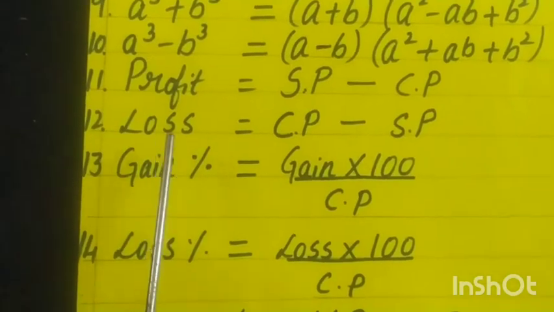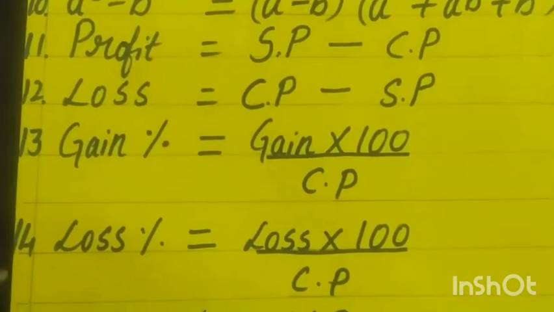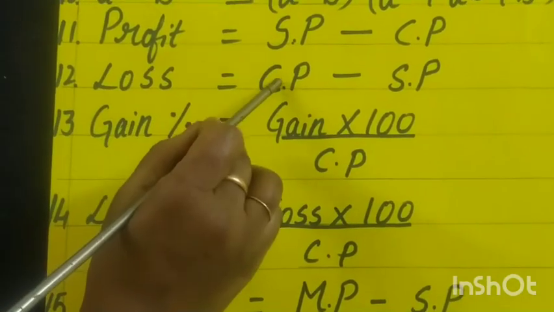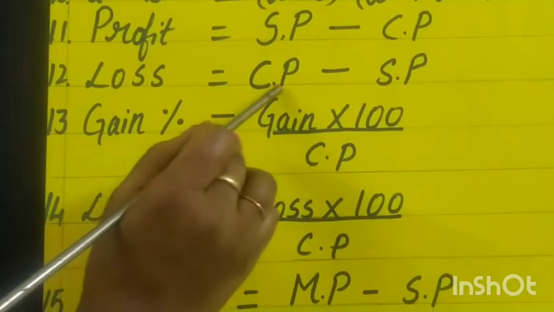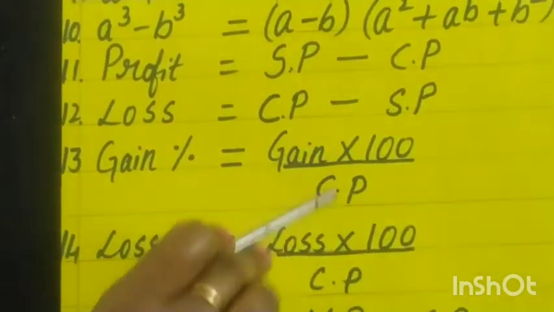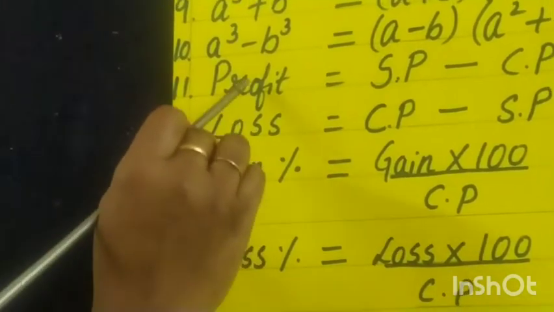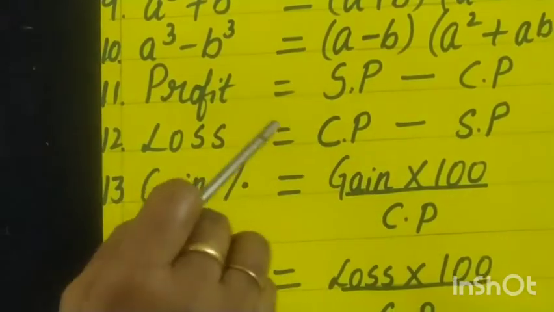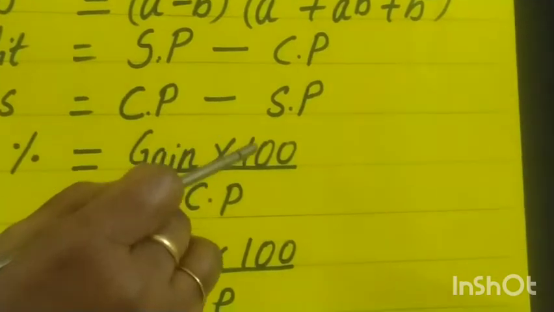Next comes loss. For L you can just write it in the form of C, yes? Therefore, CP will come first, then the SP. This is also how you can remember. Or you should remember the concept of profit: profit means selling price should be more, and loss means cost price should be more.